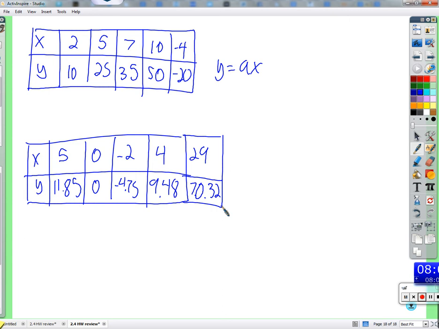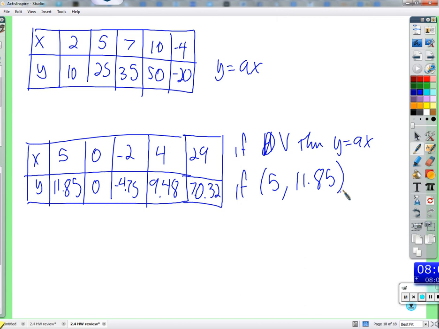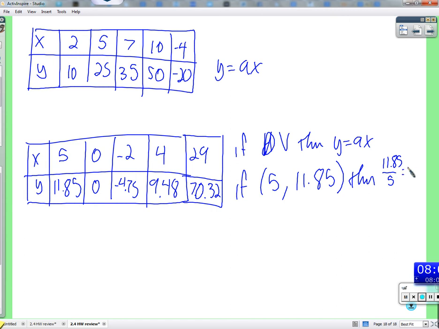Well, let's follow a line of logic. If it's direct variation, then y equals ax. That equation has to exist. Okay, if we have 5 comma 11.85, then 5 times something has to be 11.85, right? Then 11.85 divided by 5 equals what? 2.37. That would have to be A. Am I right about that? Yeah. 5 times 2.37 should give me 11.85, right? It does.